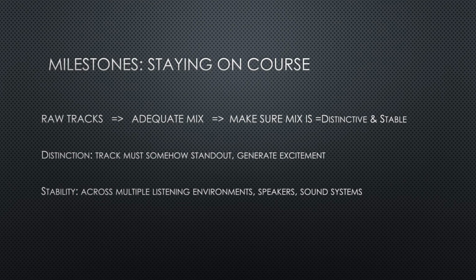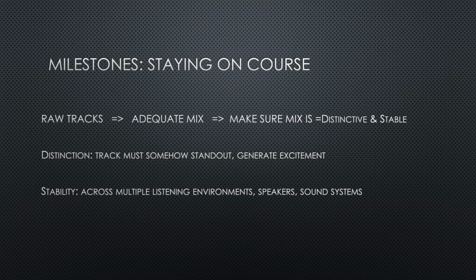Okay, how to stay on course. So you've got your raw tracks, you get them to an adequate mix, and then you make sure that mix is both distinctive and stable. So what does that mean? First of all, you're dropping the idea of the perfect mix. You're getting to an adequate mix, which means you don't have problems with the mix. You've got your phasing issues, if they exist, taken care of.